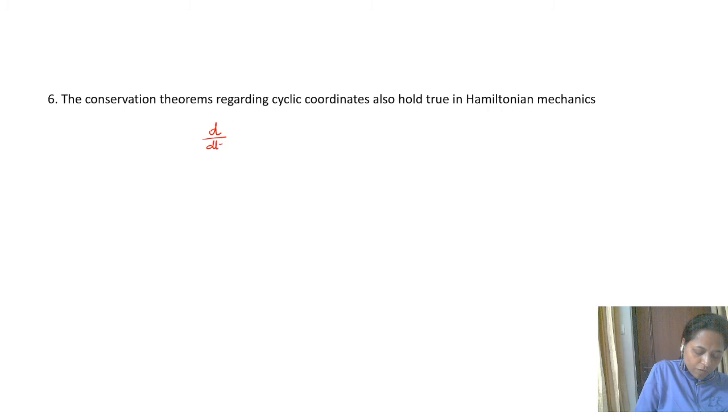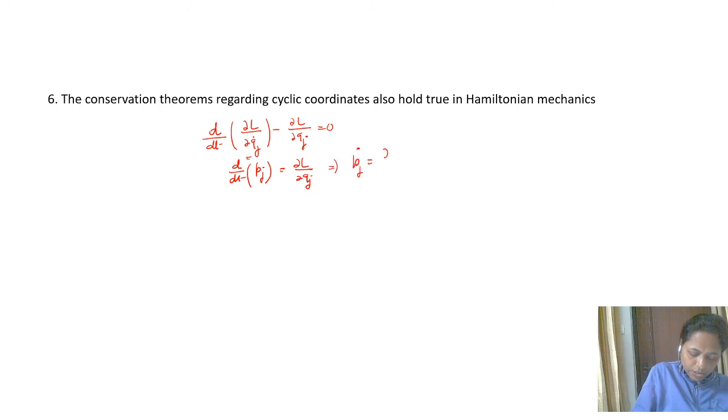The same will happen in Hamiltonian mechanics, because as in Lagrangian mechanics, we got the derivative of delta L by delta q_j dot. I am writing the Lagrange-Euler equation. This is the Lagrange-Euler equation, which says that d/dt of this, p_j dot, is delta L by delta q_j. If q_j is cyclic, this is 0, and this implies p_j is constant or conserved, right?